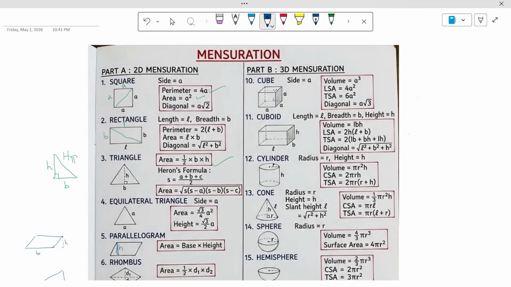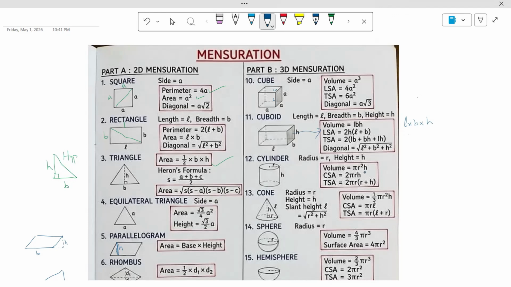Cuboid, volume is LBH. It means here L multiply base multiply height. LSA means only the area of this shaded face. Then TSA, total surface area, 2 times L into B, B into H, and LH. Then we have the diagonal one. Now, next comes up the cylinder.